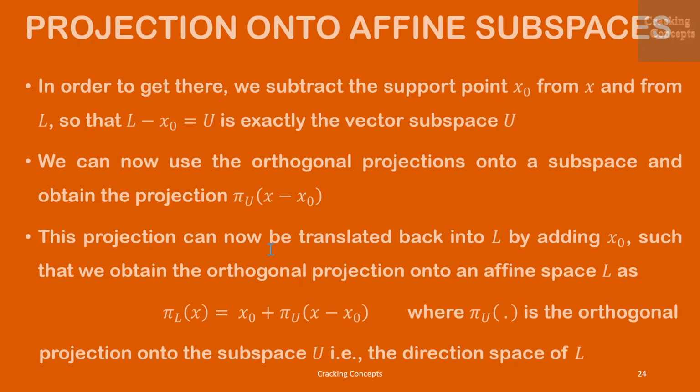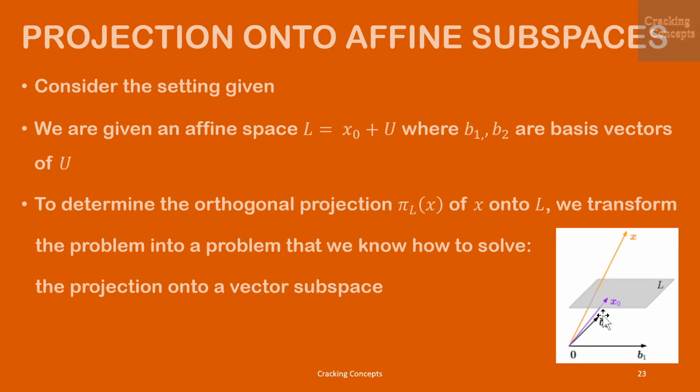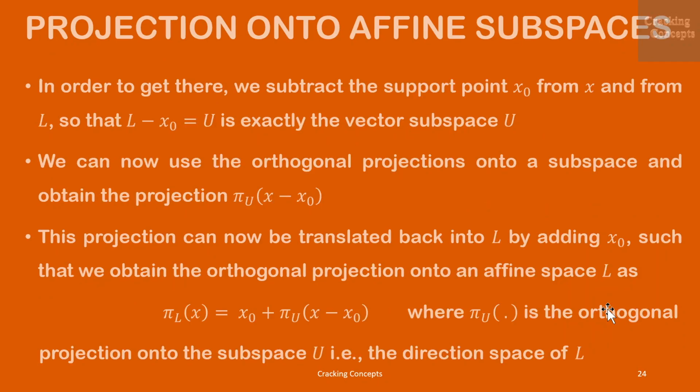This projection can now be translated back to L by just adding the support point, that is x0, such that we obtain the orthogonal projection onto an affine subspace L as pi L of x given by x0 plus pi U of x minus x0, where pi U is the orthogonal projection onto the subspace U, that is the direction space of L.